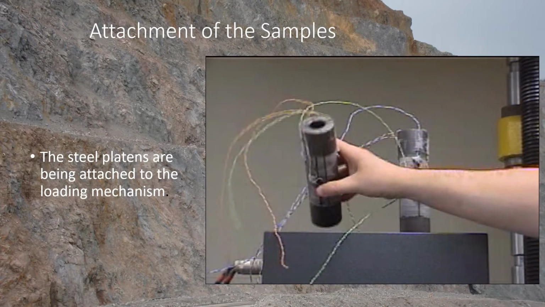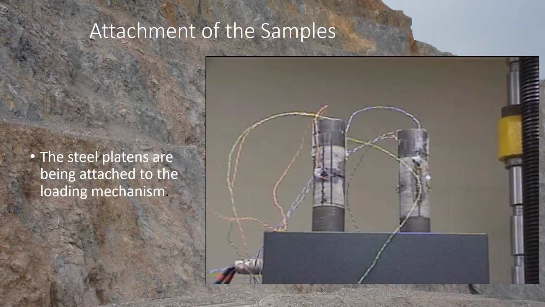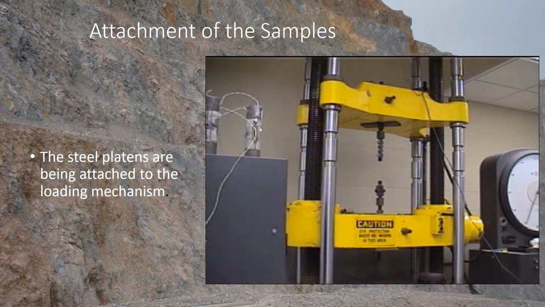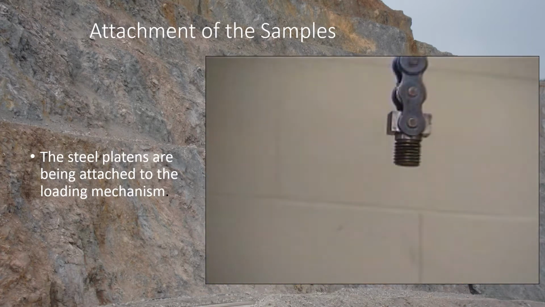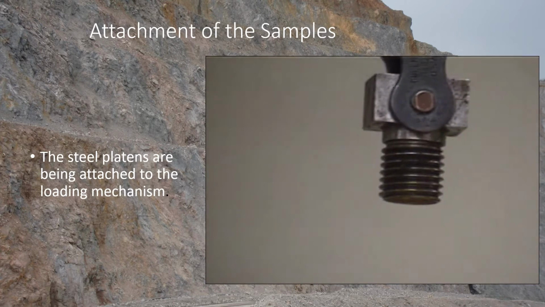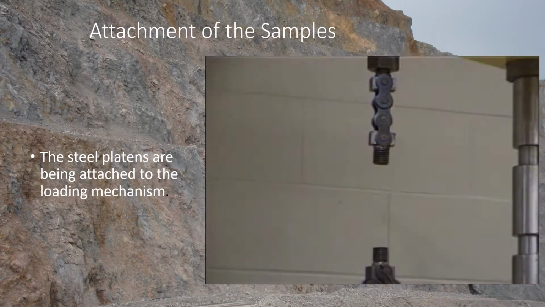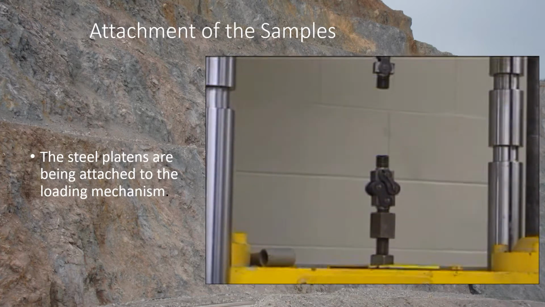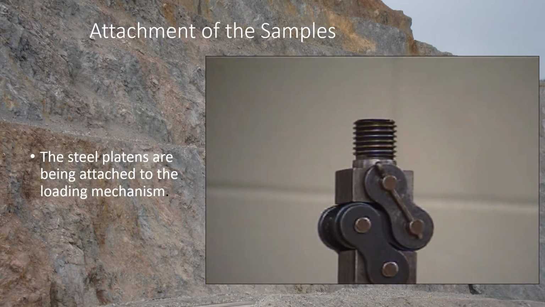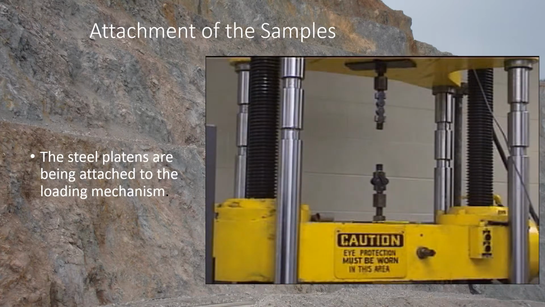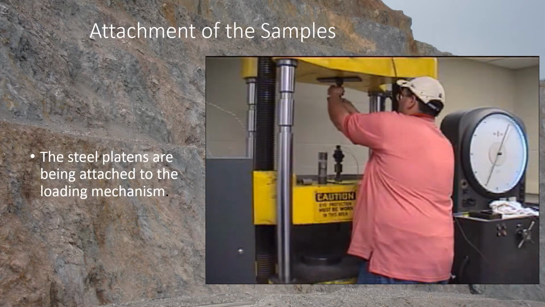So these steel platens have threaded ends, and we're going to attach those threaded ends to the attachments connected to the loading frame. So both ends of the sample are going to be attached to the opposite ends of the loading frame.